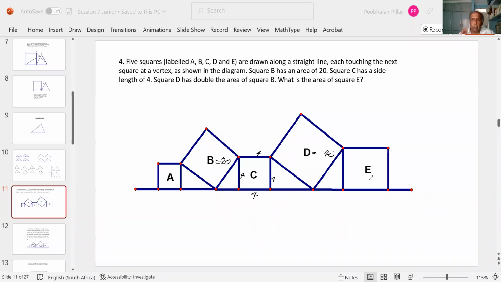And the question is, what is the area of E? Right, now, listen carefully. To find the area of E, we will know what the area is if we know the sides. So we don't know the side of E, so let's call it X. So our goal is to find X.